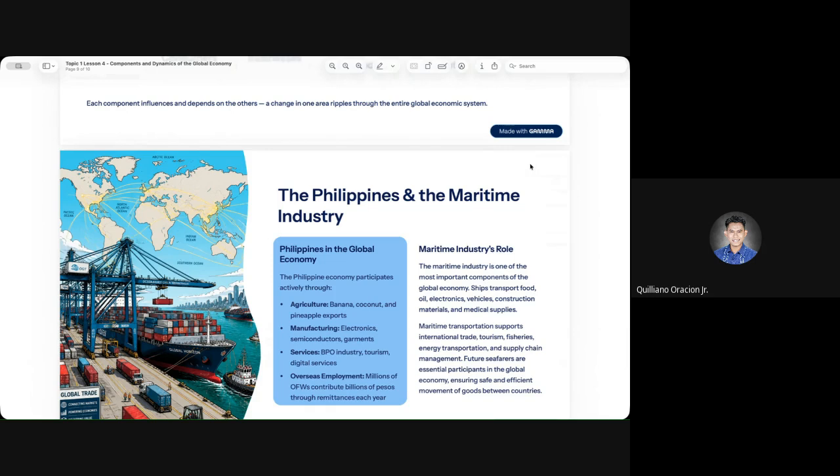If fuel prices suddenly double, who will eventually pay? Businesses, consumers. Right? Because transportation costs affect product prices. And I think I can relate to that right now.